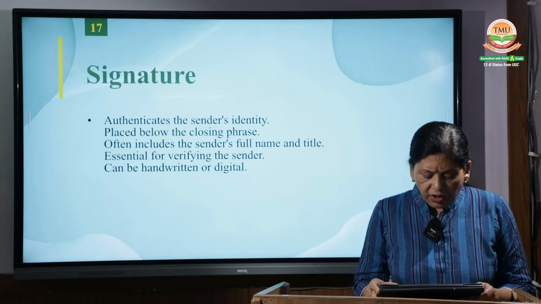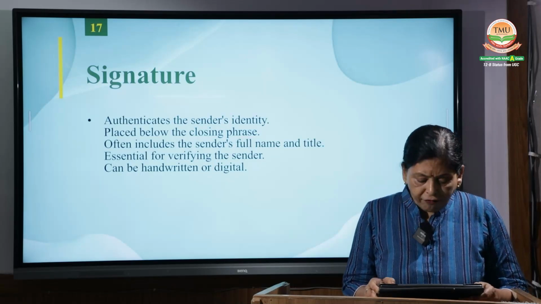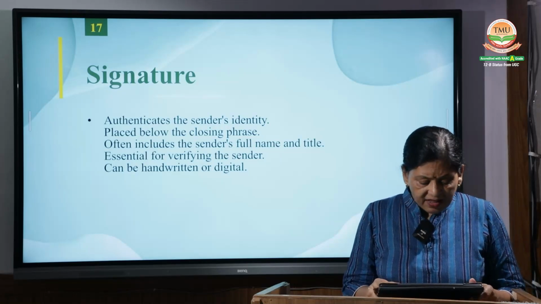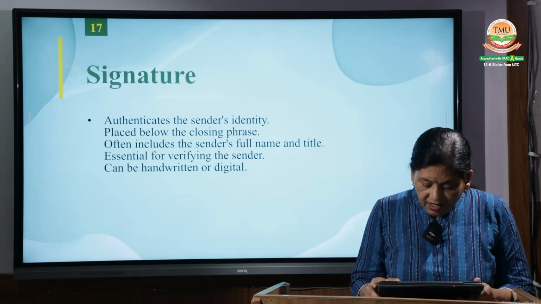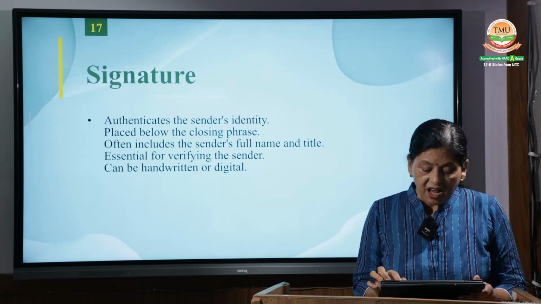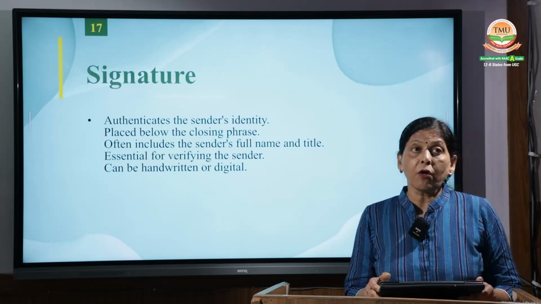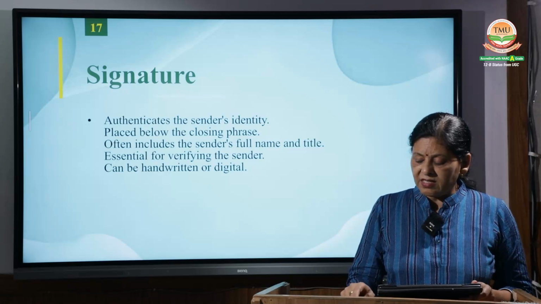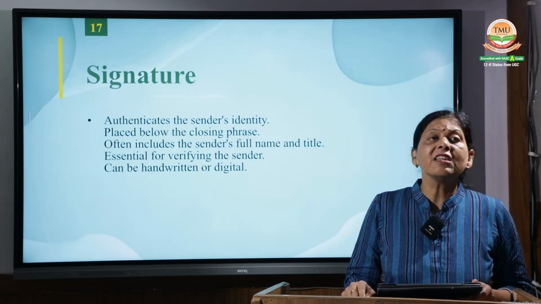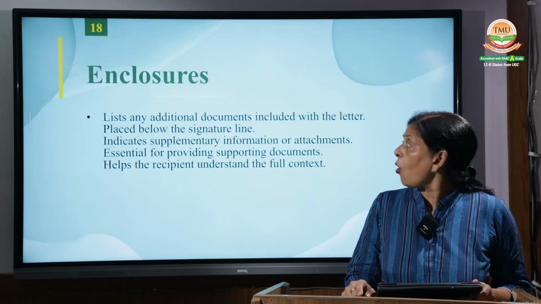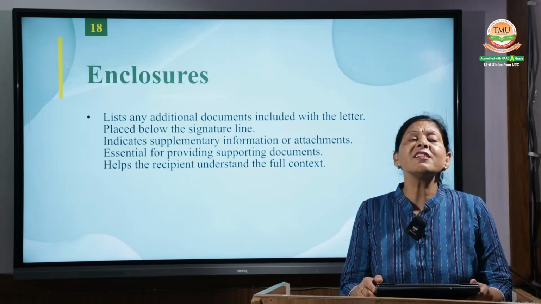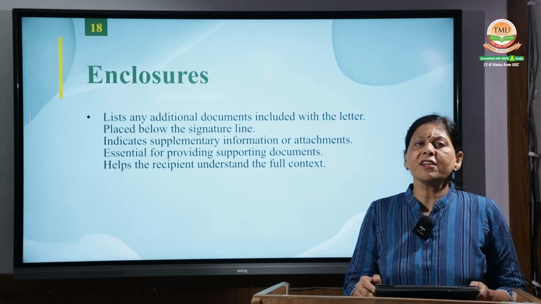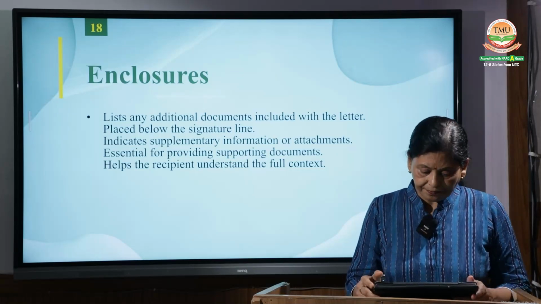Then it is placed below the closing phrase. Often it includes the sender's full name and title. It is essential for verifying the sender and can be handwritten or digital. These days, because it is a world of digitalization, this can be written digitally. A digital signature can also be incorporated when we are writing letters or sending the letters through emails.